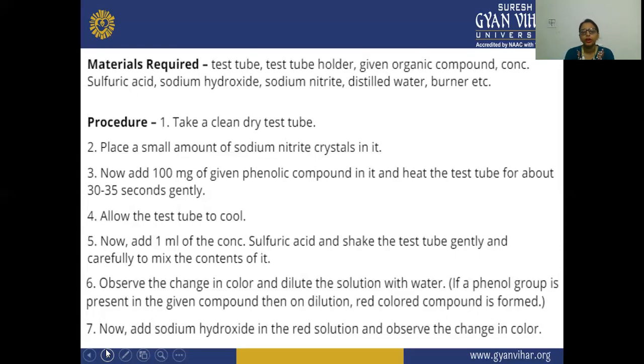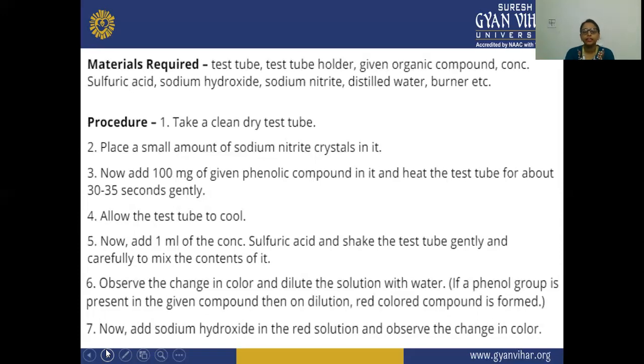The procedure will be, you have to take a clean dry test tube and place a sodium nitrate crystal in it. After that, you have to add 100 mg of your phenolic compound, then heat the test tube for about 30 to 35 seconds. Then you have to allow the test tube to cool. Now add 1 ml of concentrated sulfuric acid. You have to shake the test tube.